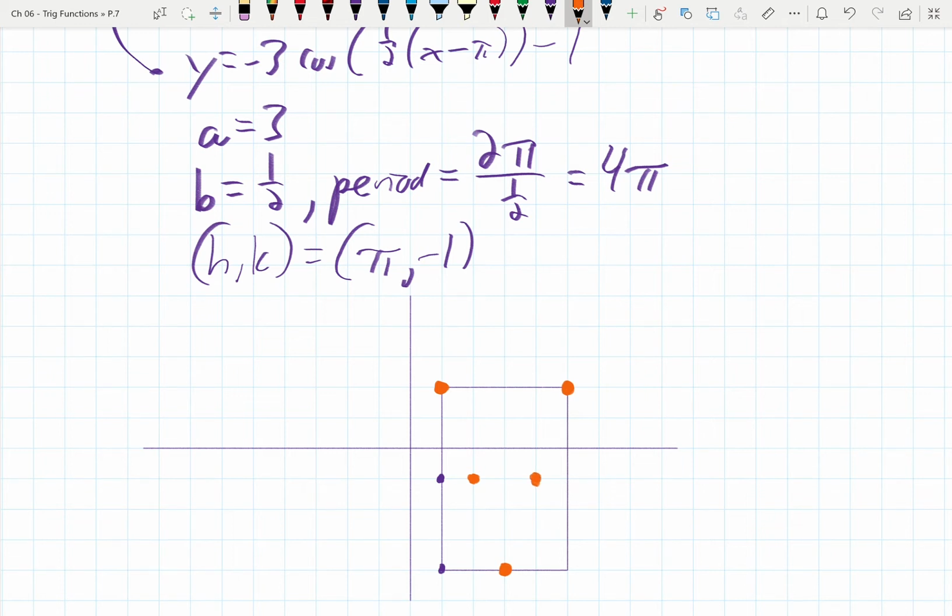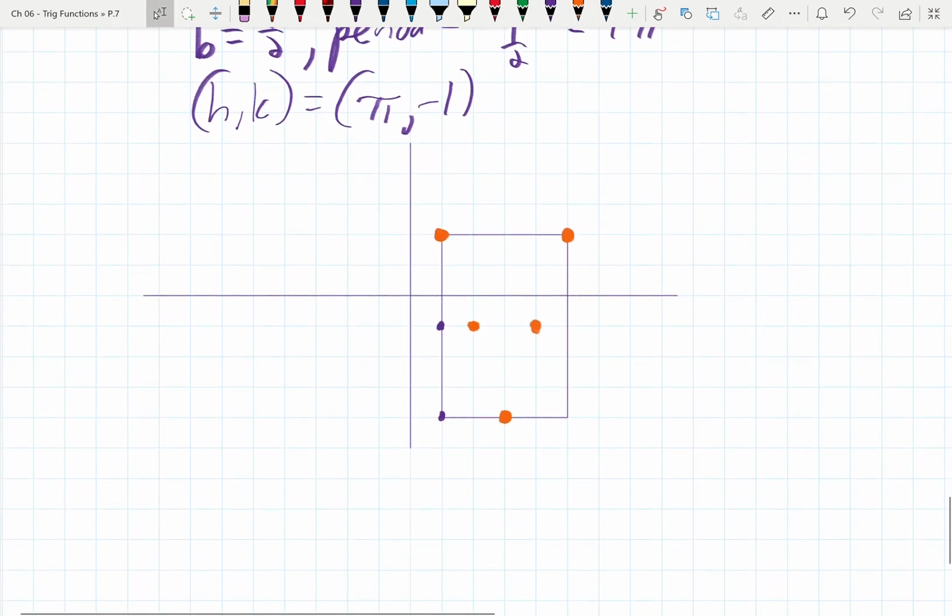Okay? I am going to repeat these 5 points 2 more times to the left and 1 time to the right because I really want you to see this graph. So take a minute and do that. They form a nice little V. There's 2 times to the left, and here's 1 time to the right.